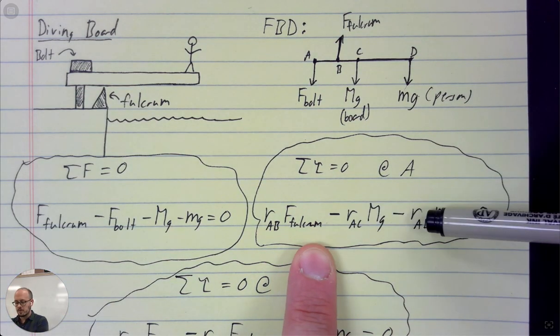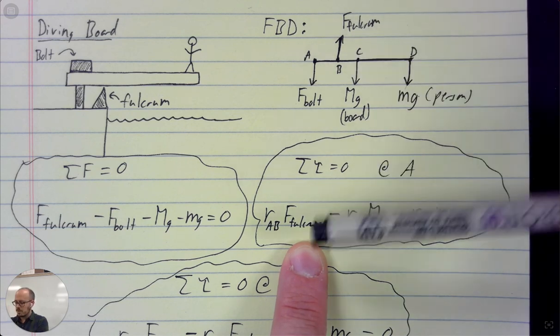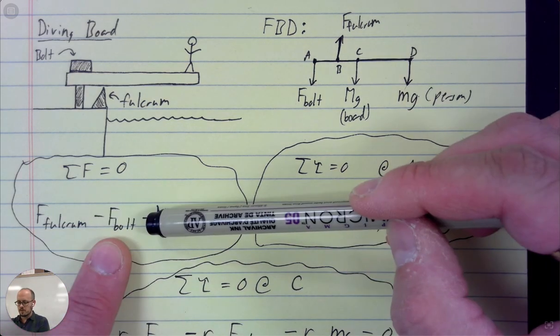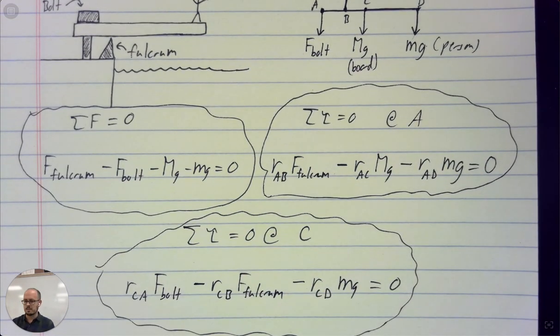Like maybe you'd use this equation. You'd find the force of the fulcrum if you knew the weight of these objects. You could then plug that force into this equation and get the force of the bolt. And so it's very often solving systems of equations for this.